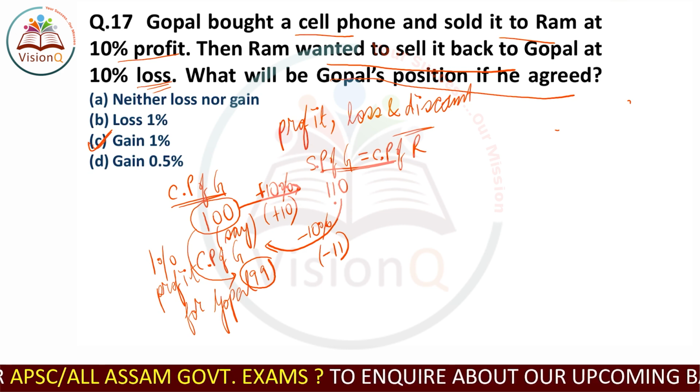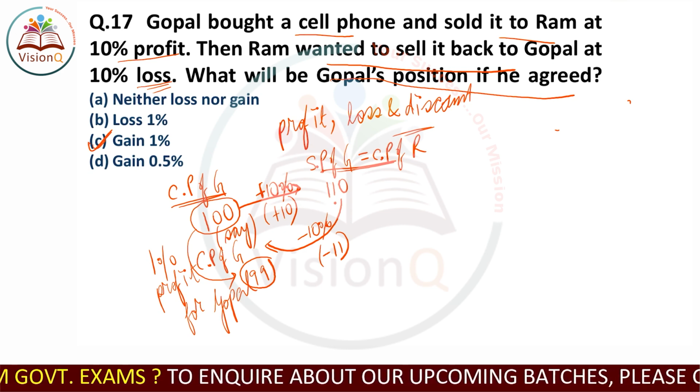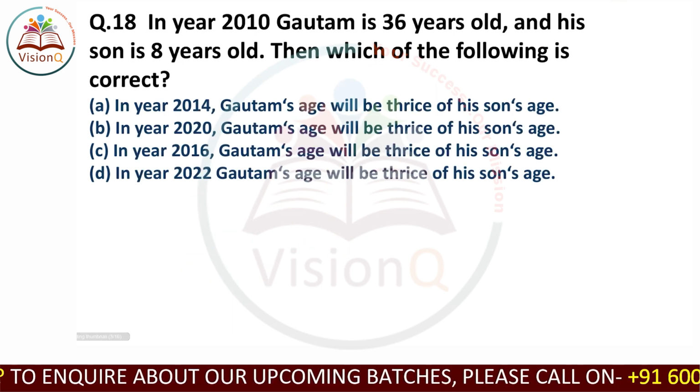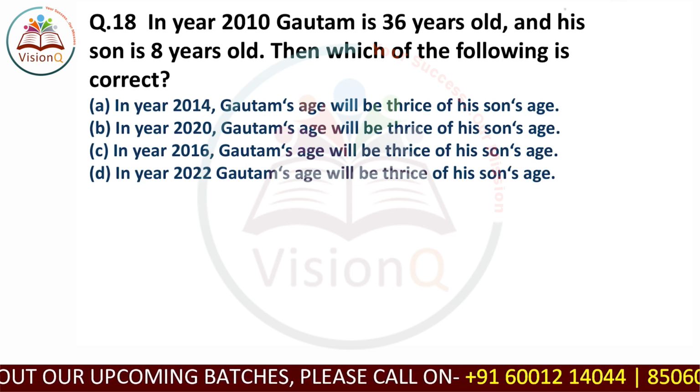So the answer will be, for Gopal it is 1% gain or 1% profit. Now next we'll discuss question number 18, the third question of today's series. A question again of the topic of ages.